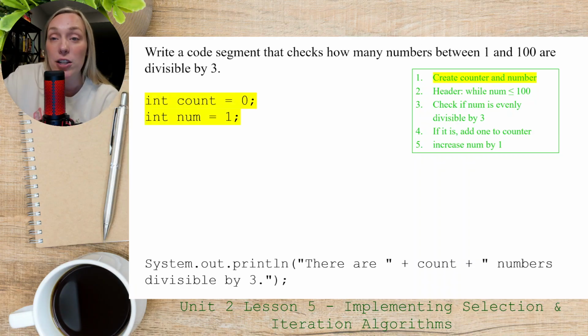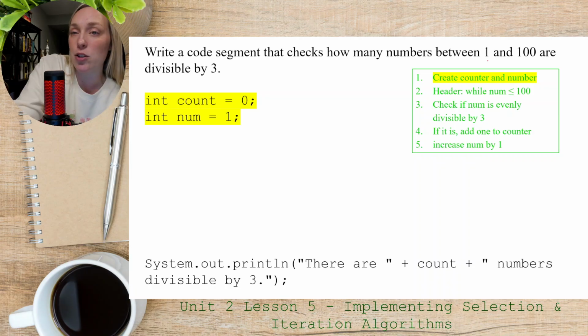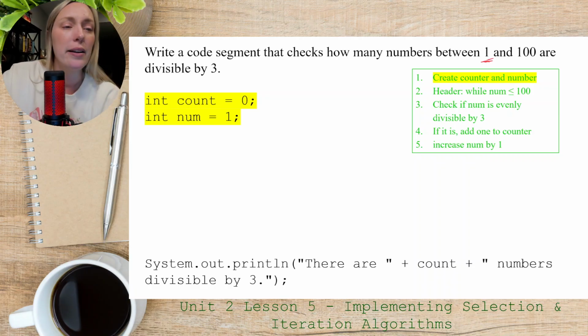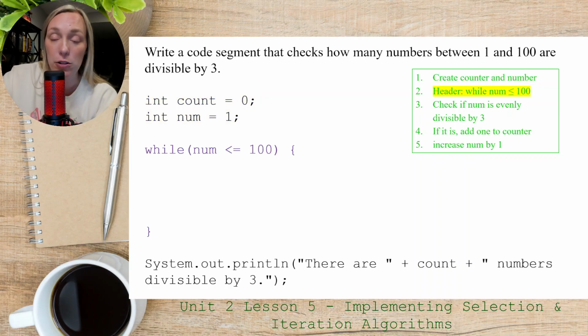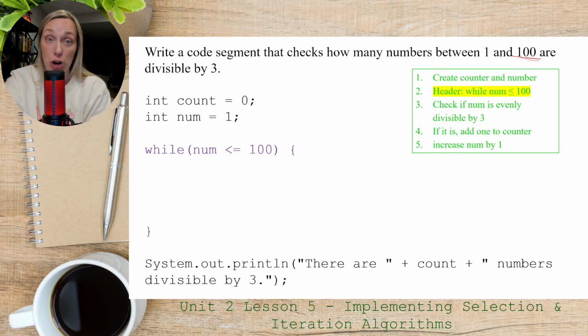Okay, what that looks like. So I create counter and number. So count is 0. Num starts off as 1 because that was in the directions. Then I have my while loop header. While number is less than or equal to 100, again, because 100 was my instruction number.